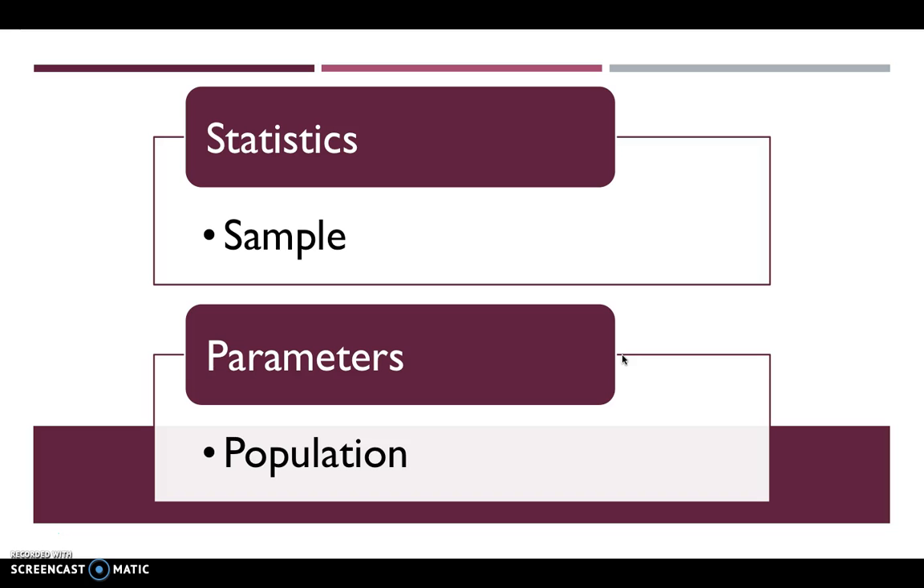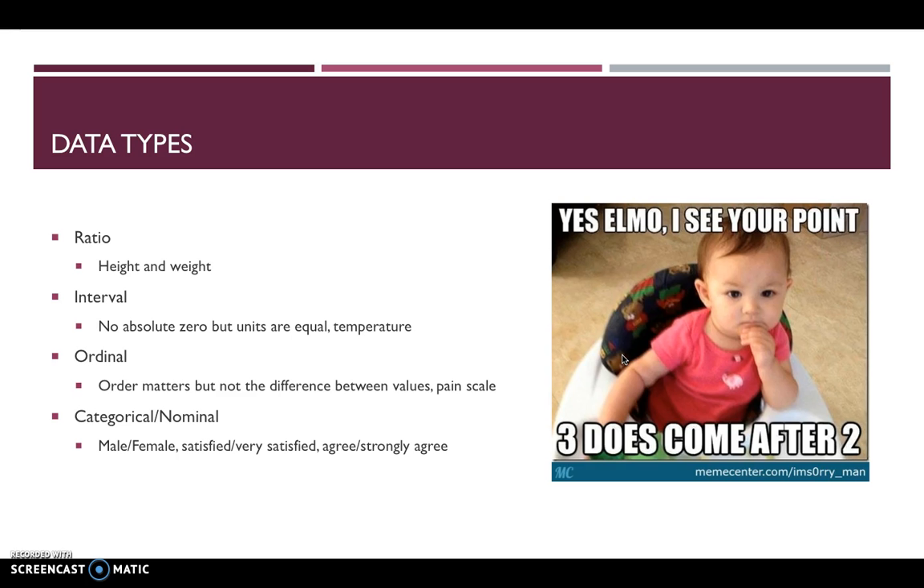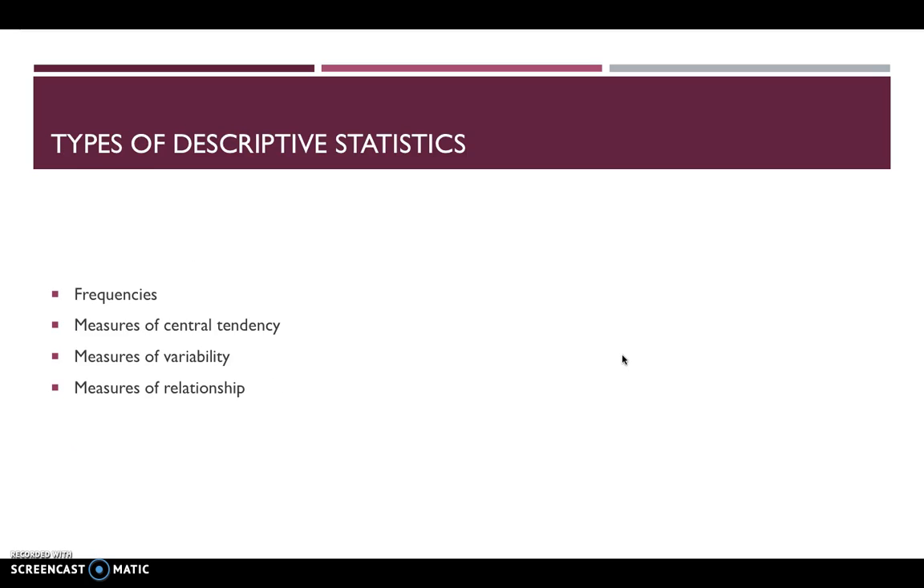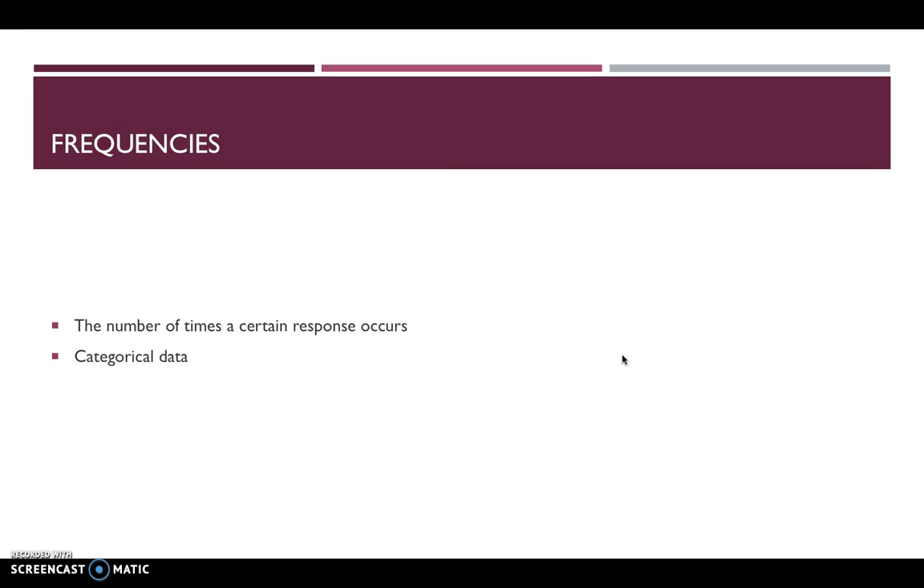These are some concepts though. If it's a statistic, it's a number that you collected from your sample from your study. If it's a parameter, that means it's a number from the population itself. And there are different data types such as ratio, interval, ordinal, and categorical. You'll be reading about those. But you can look at frequencies, like how many times people responded a certain way, measures of central tendency, such as mean, median, and mode, measures of variability, including standard deviation and variance, and measures of relationship, such as correlation, and so forth, as you look at descriptive statistics.